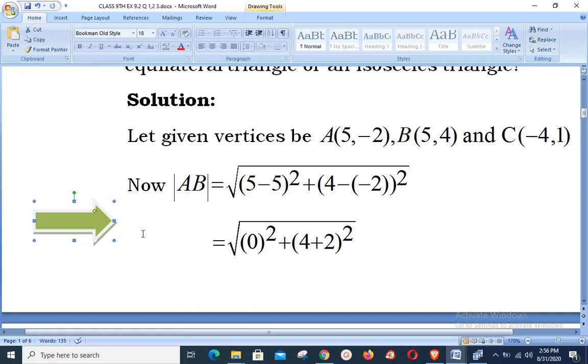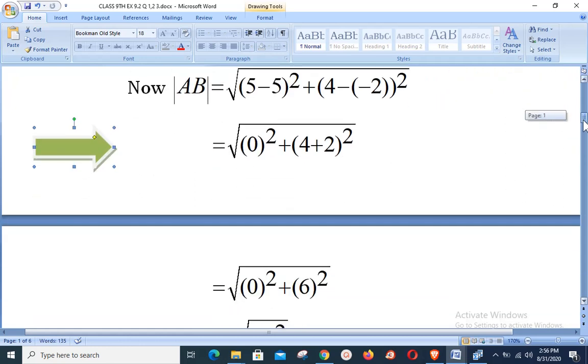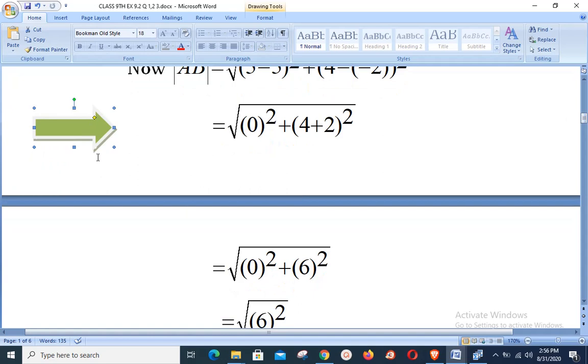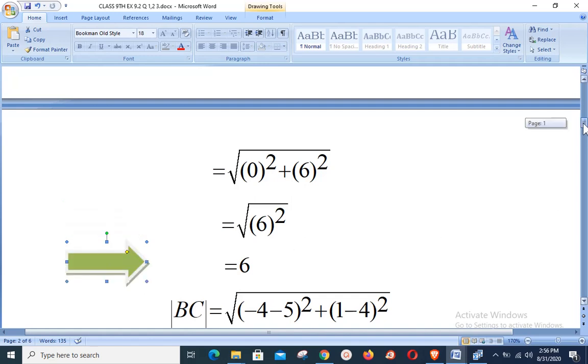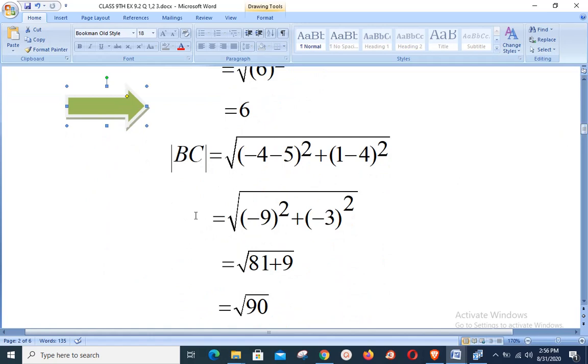Well, obviously 5 minus 5 will provide us 0, whereas 4 minus minus 2 will become (4 plus 2) whole square. In the next step, the square of 0 remains 0, whereas (4 plus 2) whole square means 6 whole square. So in the next step, we have the square root of 6 whole square. You already know square and square root will cancel and you will be left with the answer equal to 6 for this distance. Next we have distance BC.